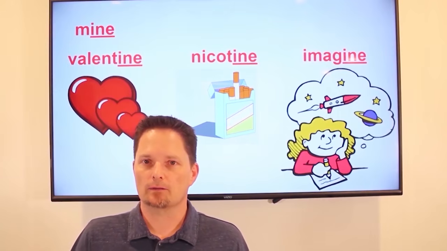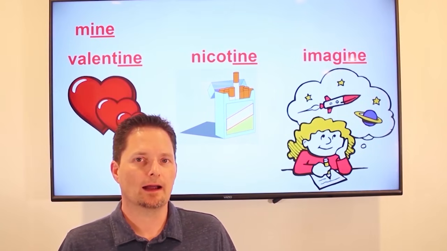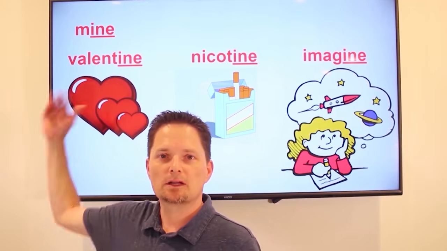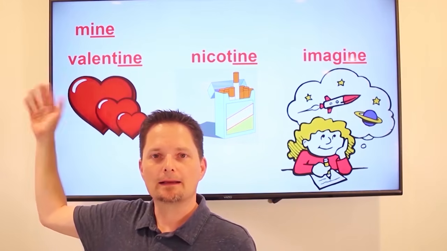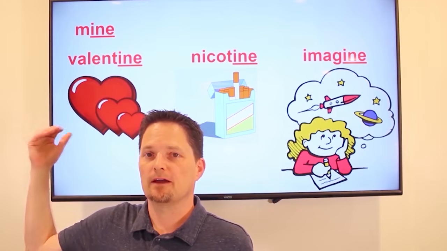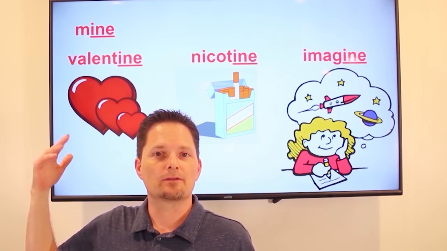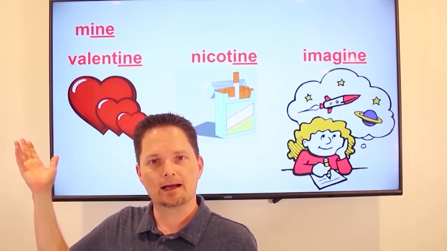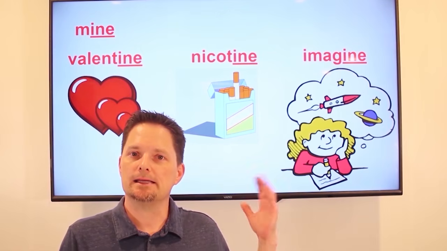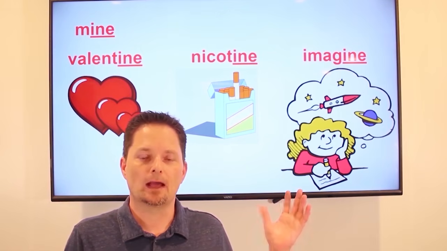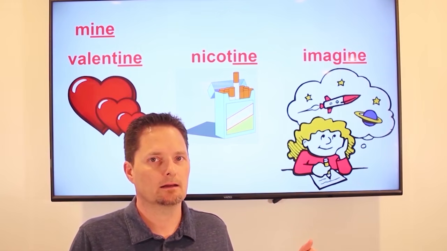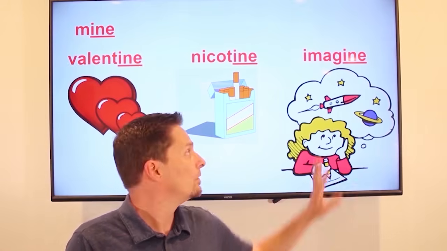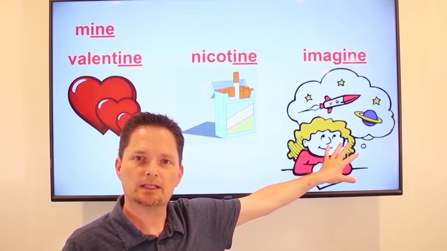Today we're doing part 3 of words ending with ine. If it's one syllable, we pronounce it long I, like mine. If you have more than one syllable, we have three different pronunciations. Sometimes it's I, like Valentine. Sometimes it's E, like nicotine. And sometimes it's in, like imagine. We're focusing on this pronunciation today.